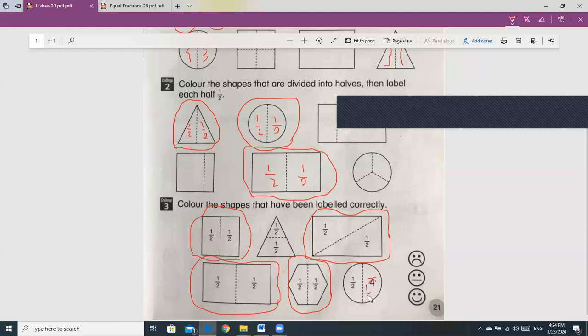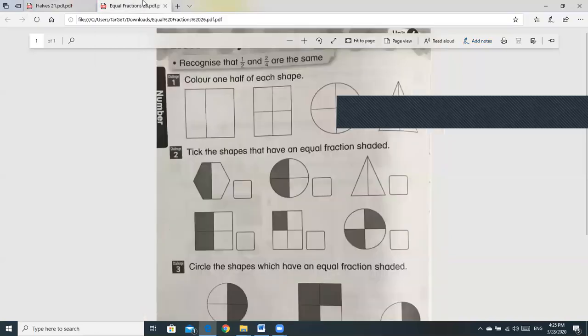So he didn't write it correctly, so I'm not going to circle it because he wrote it wrong. Yes, it's half, but he wrote it wrong, so I'm not going to circle it. Take care with this. It's half, but he wrote it wrong, so I'm not going to circle it because he said to me, color the shape that has been labeled correctly. Is this labeled correctly? No.